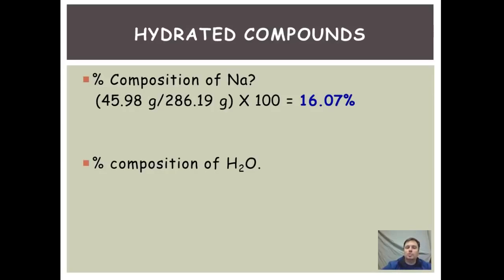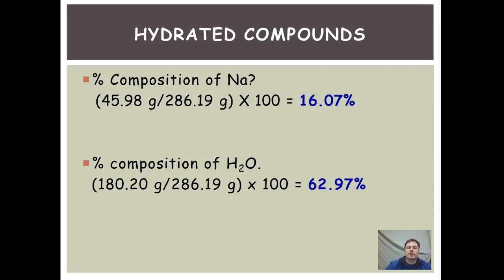Especially when I ask you what's the percent water. Rather than having to go back and re-separate our oxygens, we can just do it this way: 180.20 divided by 286.19. Where did I get this 180.20? The hydrogen plus that bottom oxygen. And so 62.97% of this compound is water, so most of it is water weight.